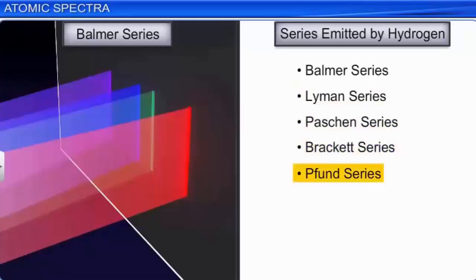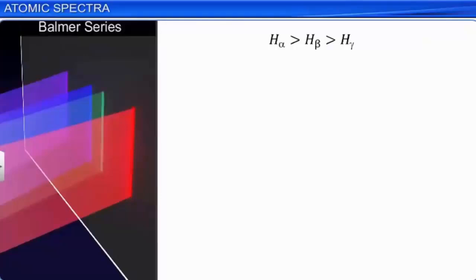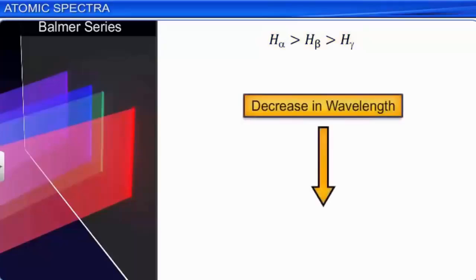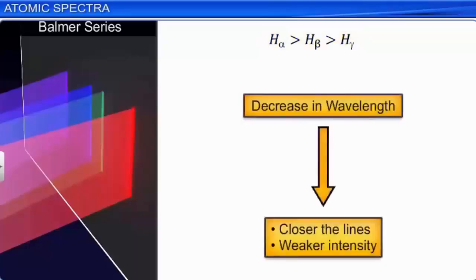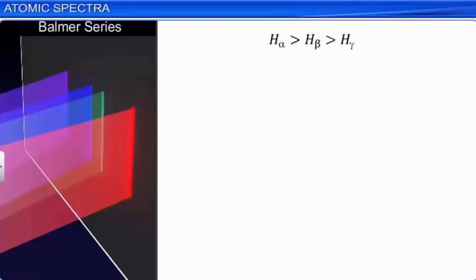Let us look at the lines emitted as part of the Balmer series. The line with the largest wavelength in the series is called H alpha, followed by H beta, H gamma, and so on, in the descending order of wavelengths. As the wavelength decreases, the lines appear closer and weaker in intensity. The Balmer series lies in the visible region. Now, let us look at the H alpha line of the Balmer series. Balmer gave a simple empirical formula which these wavelengths follow.